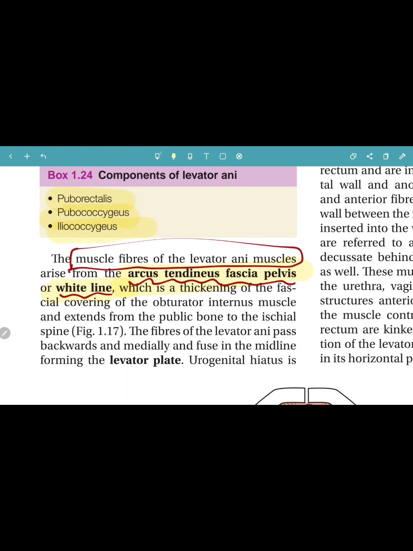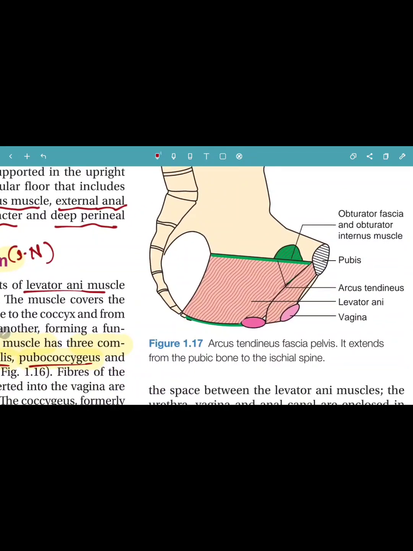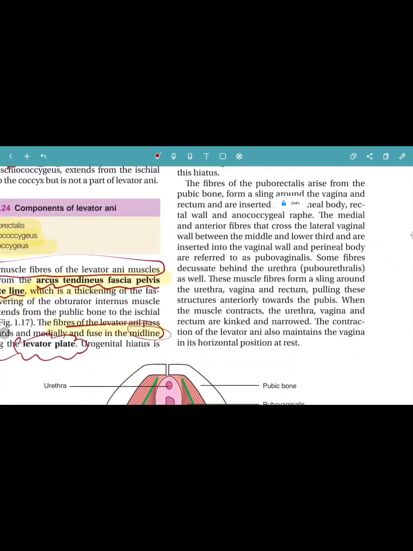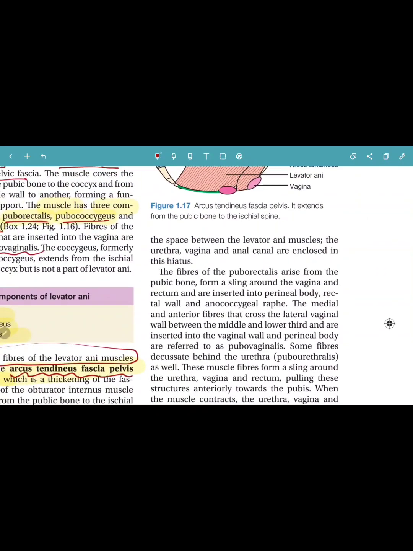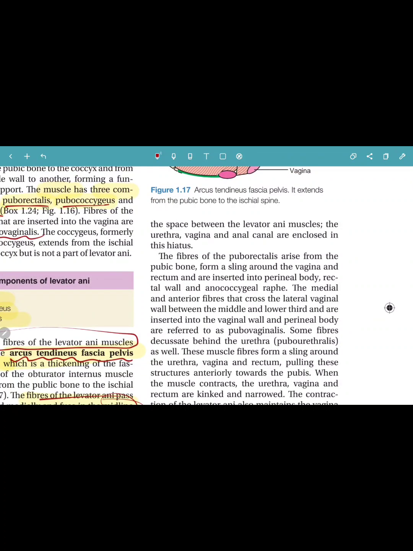The fibers of the levator ani will pass backwards and medially and fuse in the midline, forming the levator plate. Then the urogenital hiatus is a space between the levator ani muscles. The urethra, vagina and the anal canal are enclosed in this hiatus.